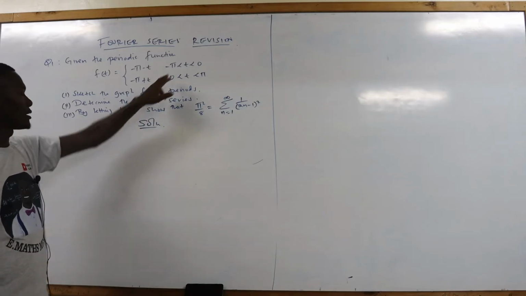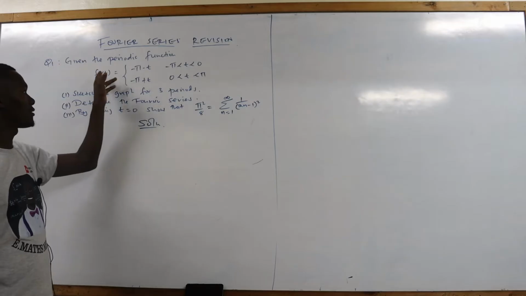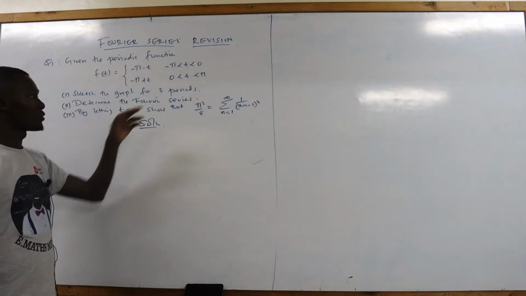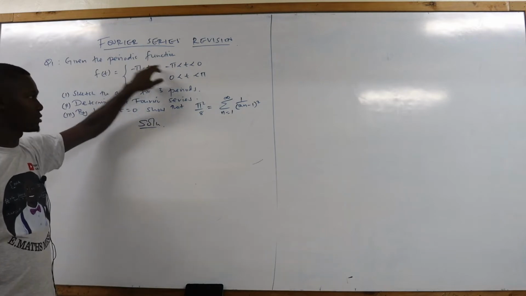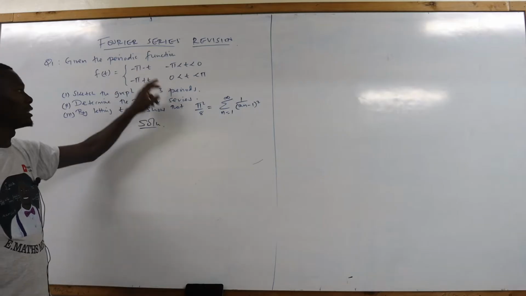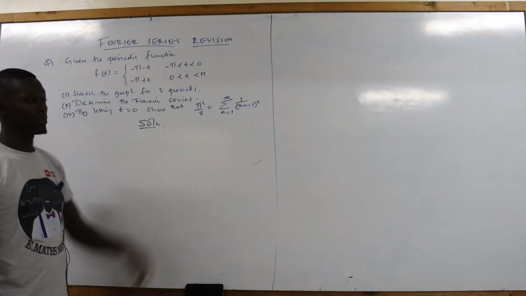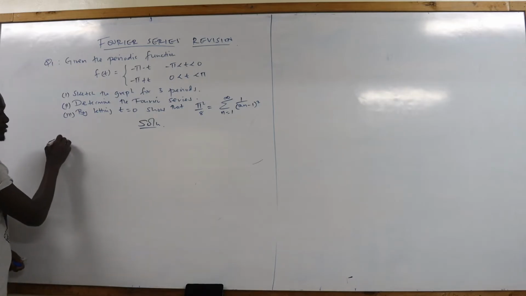Now, these are the limits of t, and we have to get the function f(t). So we shall be replacing our limits where we have t. Negative π and 0 will fall in the first function, then we have the second, which will fall in the second function. So we start. We have to get our points of sketching.